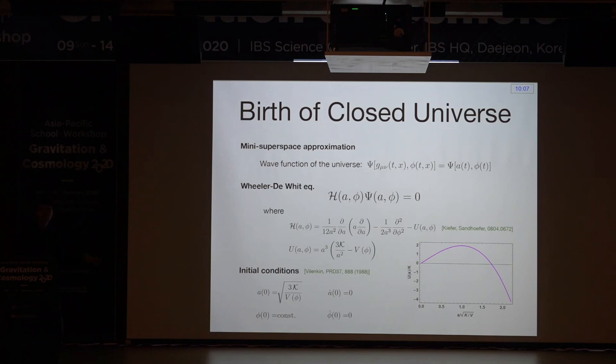This is the potential for this Schrödinger problem. The horizontal axis is the scale factor, and the vertical axis is the potential. And suppose that initially there is no universe, namely nothing. I mean, the size of the universe is zero. Classically, it cannot expand from zero size, because there is a potential barrier. However, we know that in quantum mechanics, there is a process of quantum tunneling. So this is the idea of the creation of the universe from nothing, namely it suddenly emerges with a finite size. And the crucial thing is that this scenario is based on a positive spatial curvature.